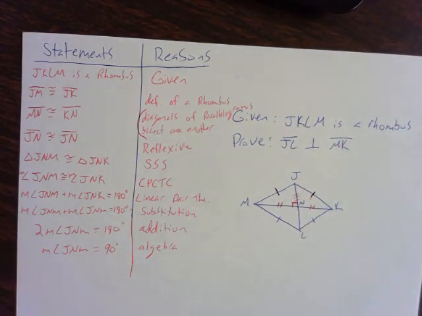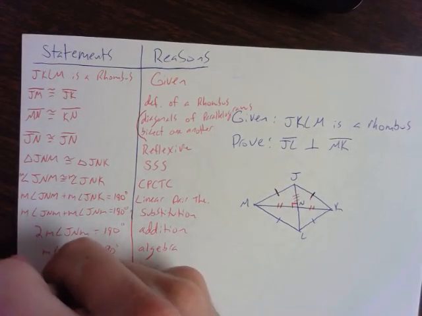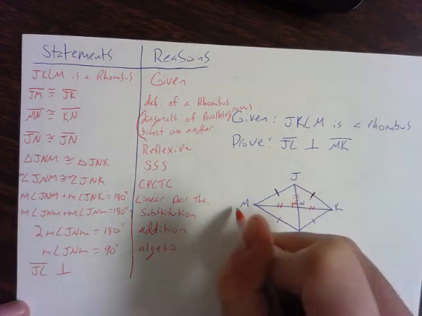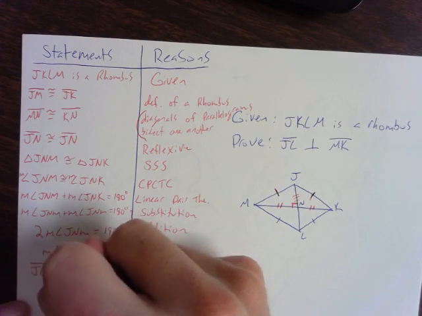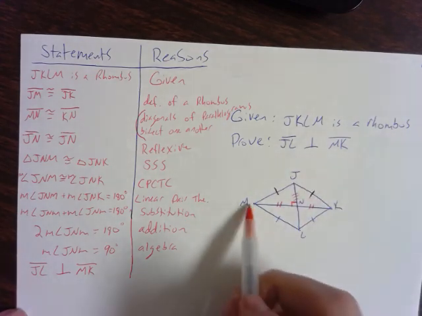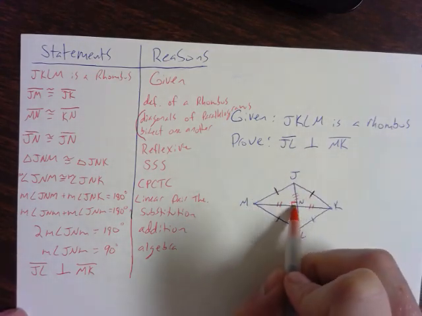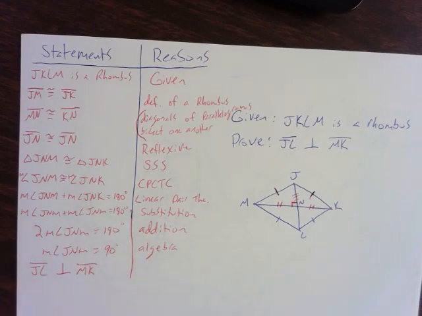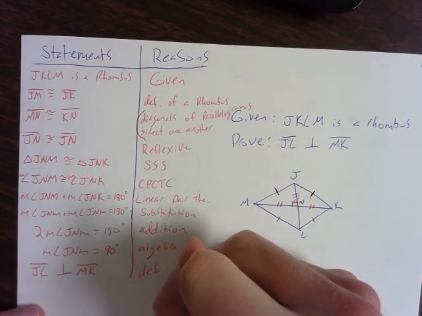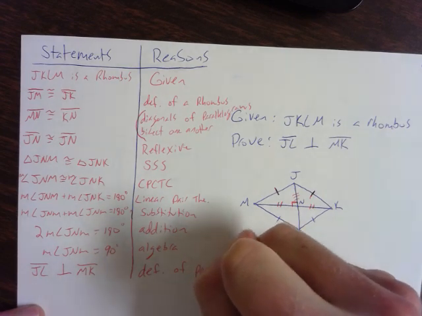And if we think about what's special about perpendicular lines, I'll go ahead and write it down. Line segment JL is perpendicular to line segment MK. What is special about perpendicular lines? Well, perpendicular lines cross at a 90-degree angle. So since these two lines cross and this angle right there is 90 degrees, they cross at 90 degrees. They're perpendicular. So I can prove this statement by the definition of perpendicular lines.